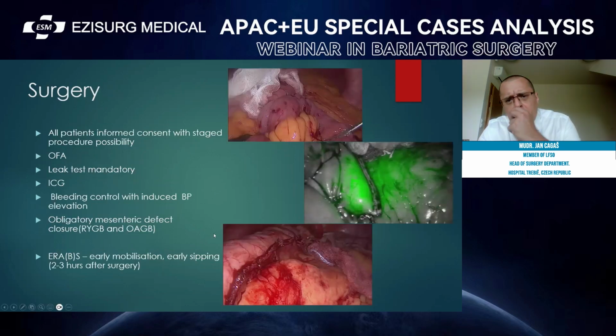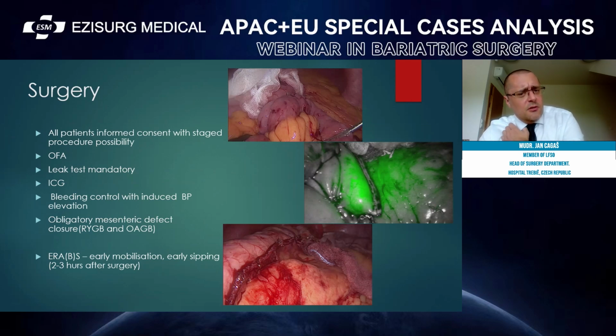And if we do surgery, all the patients who undergo the procedure in our department have informed consent with the possibility of a staged procedure, because we never know, in fact, how the liver looks, if it's too big, whether we are able to get to the small curvature safely, whether there are some adhesions or abundant adipose tissue. So in this case, to make the procedure safer, we start with sleeve and then switch it later.